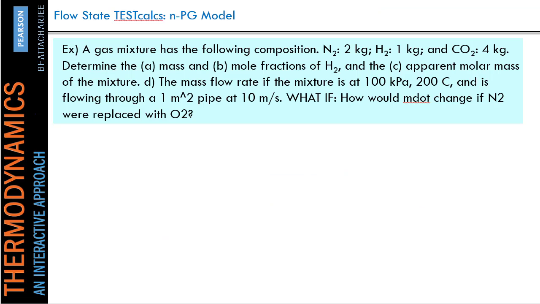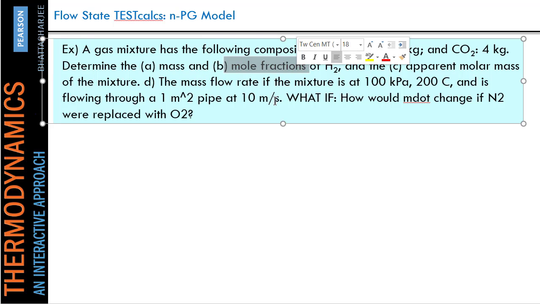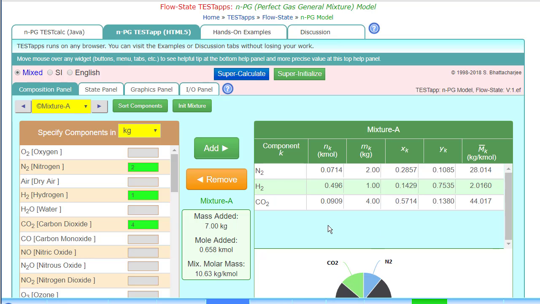So the first part of the problem asked us to find the mass fraction of H2, and the second part asked us to find the mole fraction of H2. So that's super easy. It's just right here. We go to the H2 row, and the mass fraction is X sub K. So the answer for that is just 0.143. And then the molar fraction is the Y sub K. So the answer for that is just 0.754.